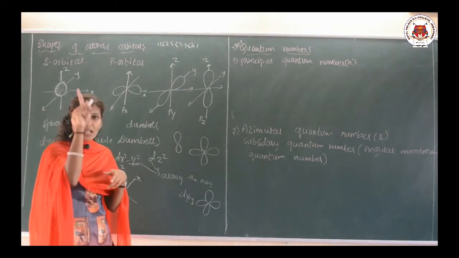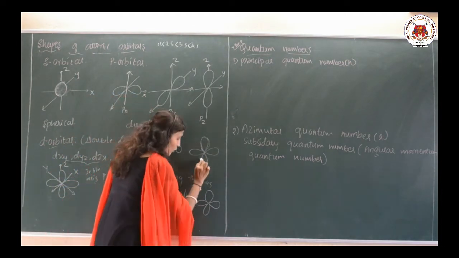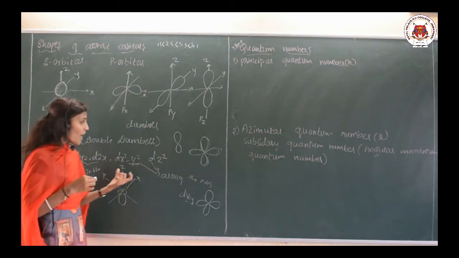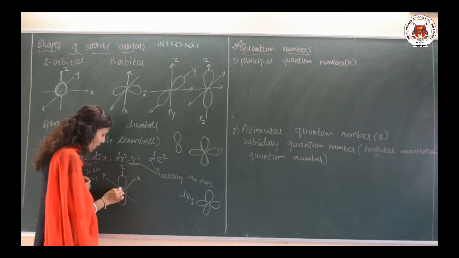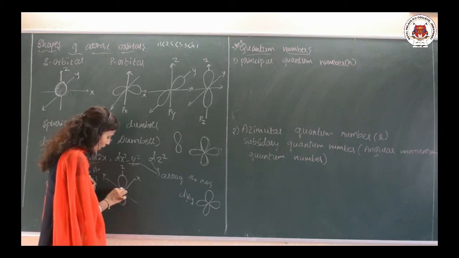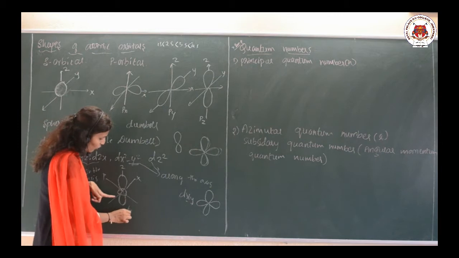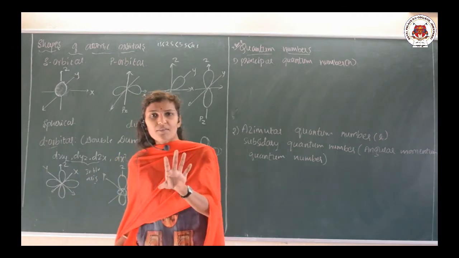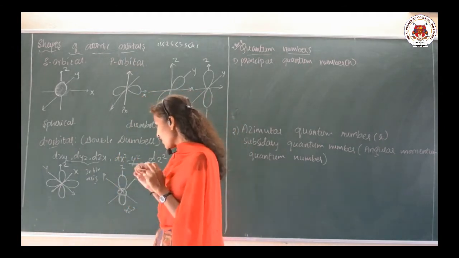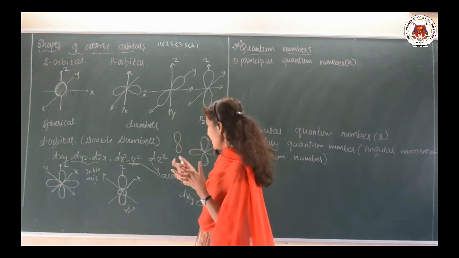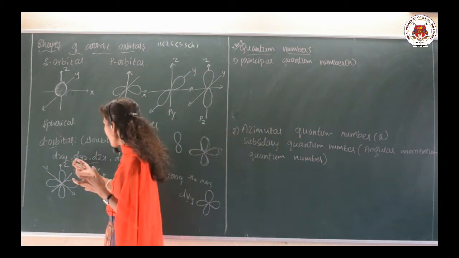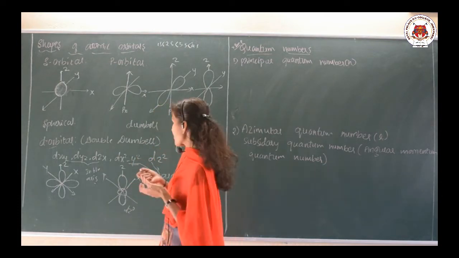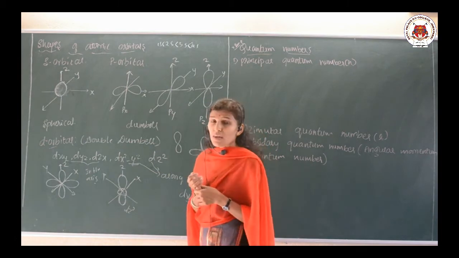In the case of dx square minus y square the lobes are along the axes, and in the case of dz square, it is a single dumbbell situated along the axis like this. This is the structure of the dz square. So simply, there are 5 d orbitals, and except dz square, all have the double dumbbell shape. In the case of these 3, dxy, dyz, dzx, the lobes are present in between the axes, while in the case of these 2, they are along the axes.